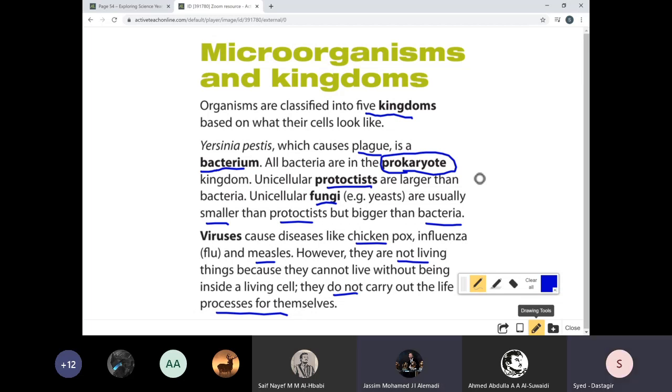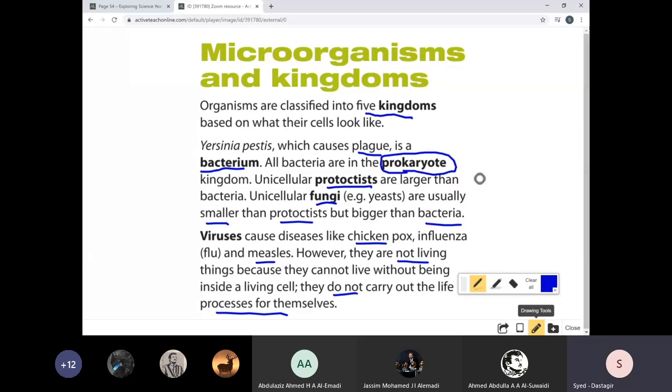Okay, so this coronavirus, is it living? No. Why? Because they cannot live without being inside a living cell. Excellent. Well done.